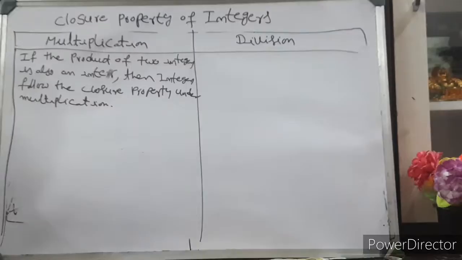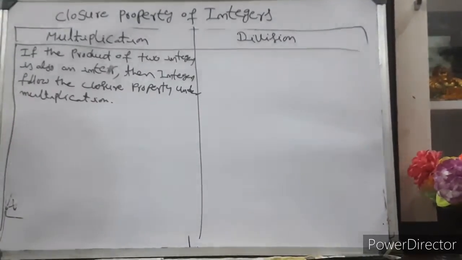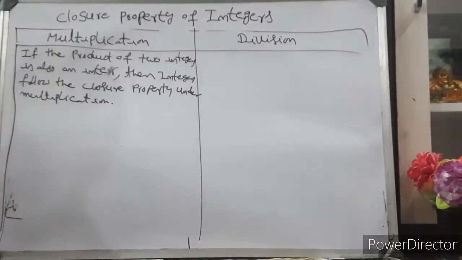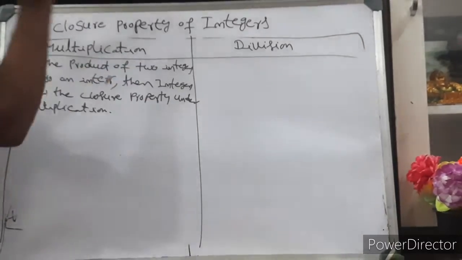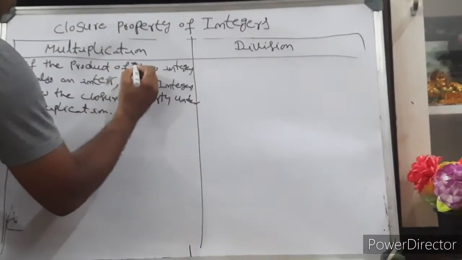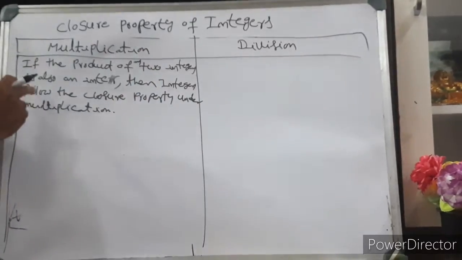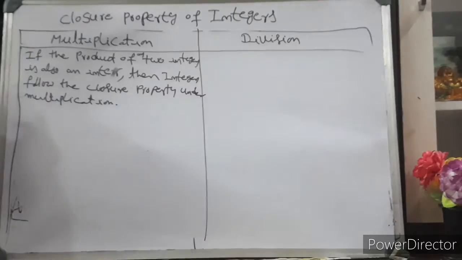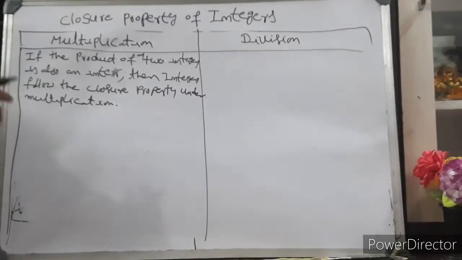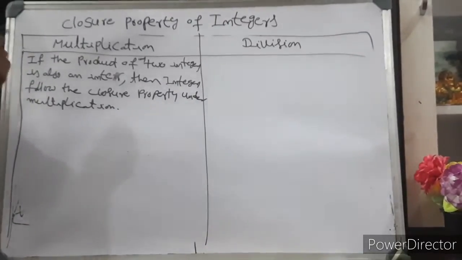So now we take some examples. Here the product of any two integers is also an integer. So now check this property with some examples.